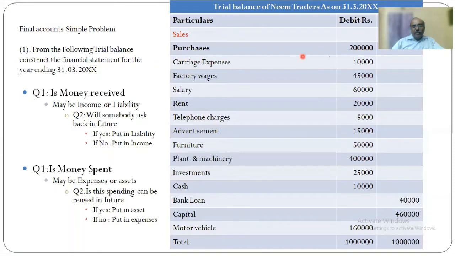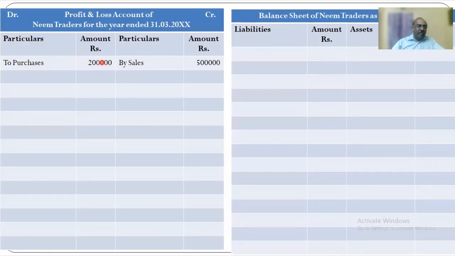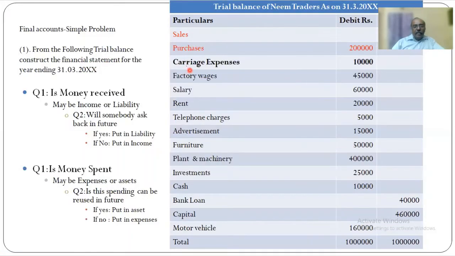Then take the next item, that is purchase. We have spent 2 lakh rupees for the purchase of raw materials. Is the money received or spent? Here money is spent. And is this product useful for next year? We have purchased goods for 2 lakh rupees and sold them for 5 lakh rupees, so nothing is left out. We can't use this money spent for next year's purpose also. So the money spent is already used. In that case, it will form part of the expenses and go to the expense side of the profit and loss account.